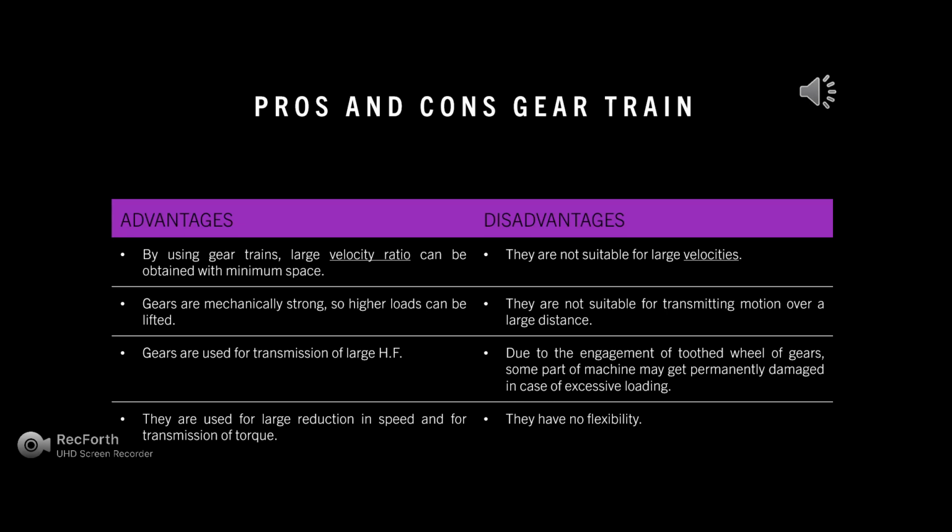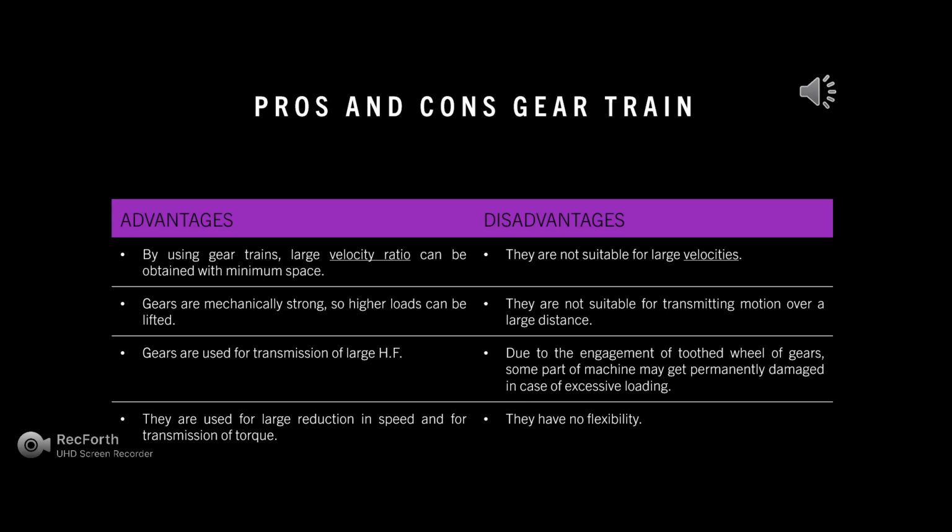Okay, I will continue with the pros and cons of gear trains. For the advantages, firstly, by using gear trains, a large velocity ratio can be obtained with minimum space. Next, gears are mechanically strong, so higher loads can be lifted. Gears are used for transmission of large horsepower. They are also used for large reduction in speed and for transmission of torque.